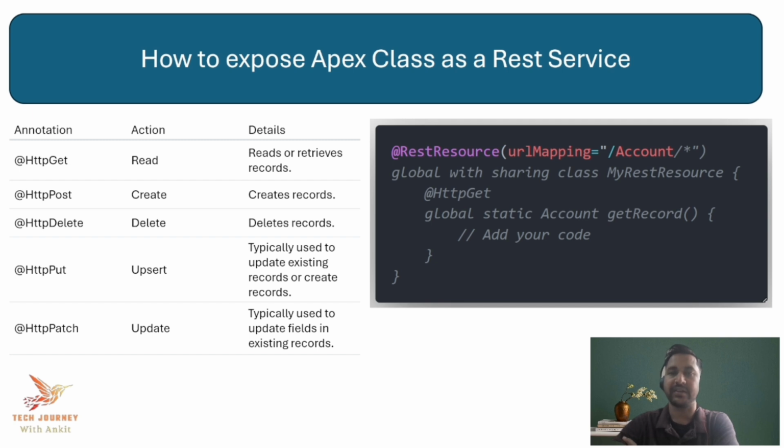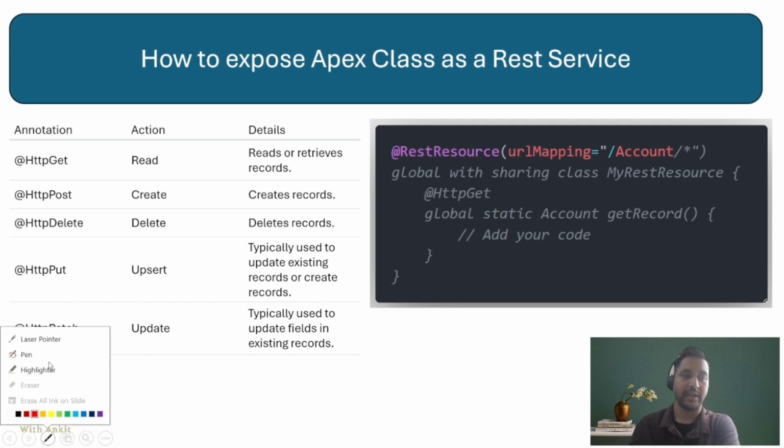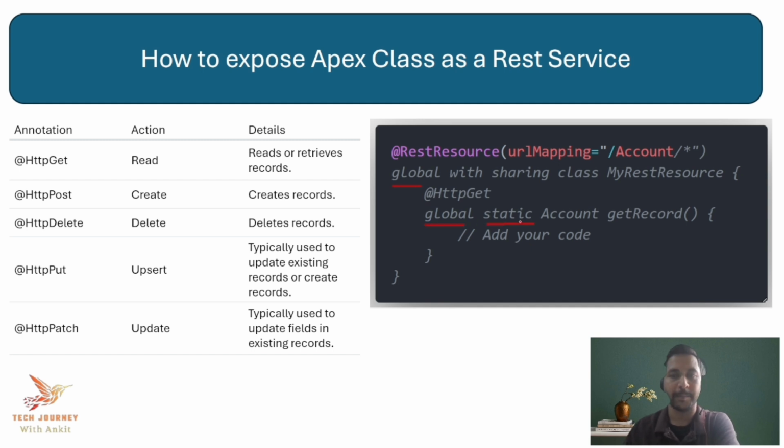How to create the Apex REST service? Again, there are a few things that you have to keep in mind whenever you are doing it. First of all, your class must be annotated with @RestResource. And second, you are specifying the URL mapping after that. Moreover, the class that you are creating must be a global class. If the class is not global, then it cannot act as a REST service. So you have to make sure that your class is global. Moreover, the method that you are creating must be global as well as static.